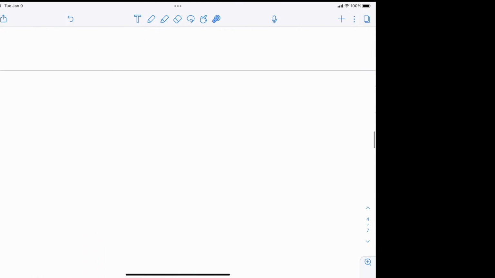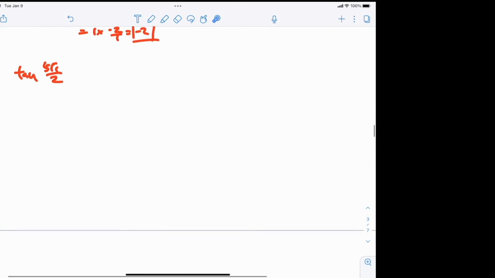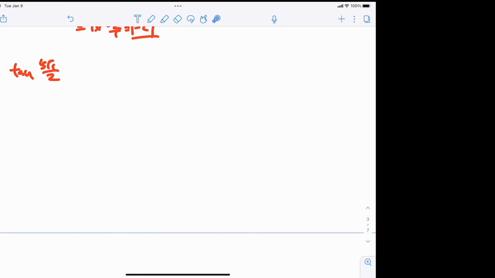Okay, so let's see. Tangent of 5 pi over 2. Anybody have a different answer? No? Agree? Agree? Last class, agree? Good. And fine. Thou shalt not divide by 0.